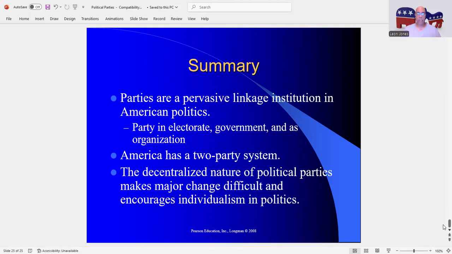That's very true. And again, in summary, parties are a pervasive linkage institution in American politics: party and electorate, government, and as an organization. America does have a two-party system, and the decentralized nature of political parties makes major change difficult and encourages individualism in politics. Well, gotta disagree with that too. You have to amend the Constitution if you want term limits. That's a major change. But you have so many individuals who don't want major change.